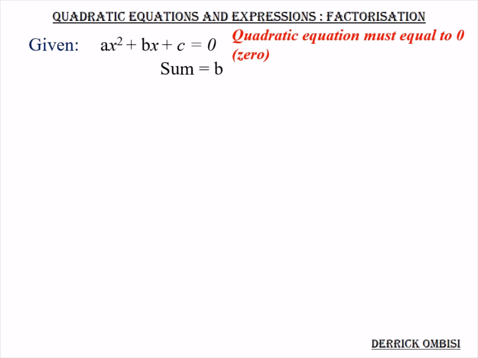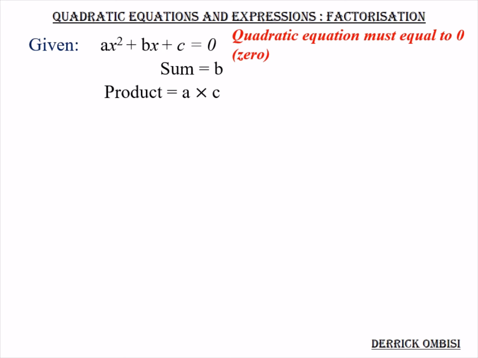Now, in any quadratic equation, there is a sum, and the sum represents the coefficient of x, which is b, and then there is the product. Product represents the multiplication of coefficient of x squared and the constant c. So the sum is b and the product is a multiplied by c.